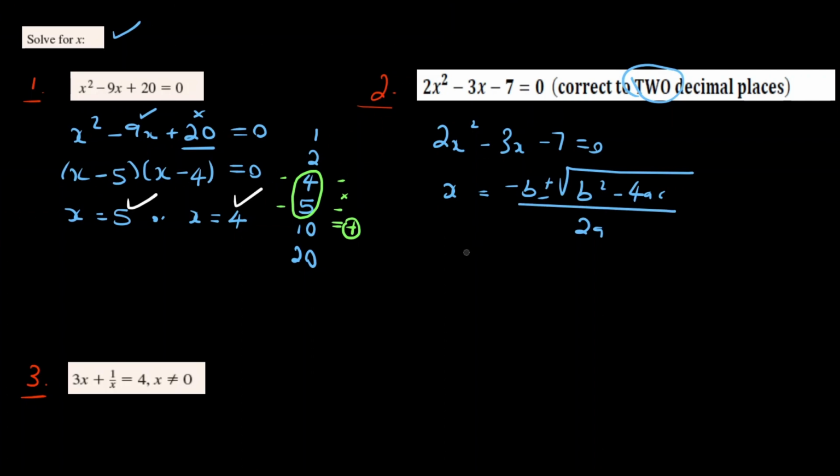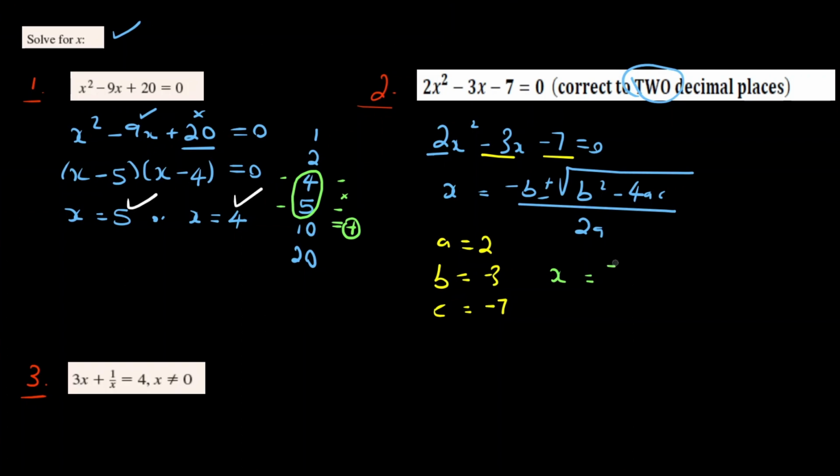So what are a, b and c? a is the coefficient of x squared, b is the coefficient of x, b is equal to negative 3, and c is the constant, which is negative 7. Note I'm taking the numbers with the sign in front of them. Then what do we do? We substitute all the values into that equation.